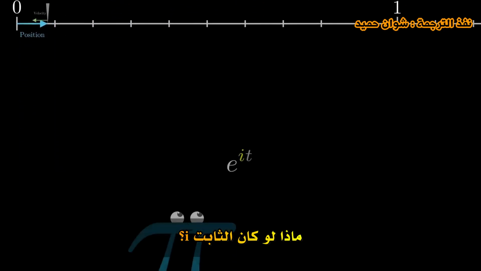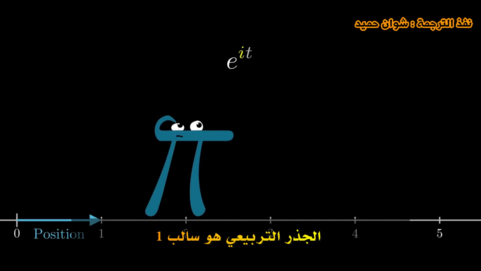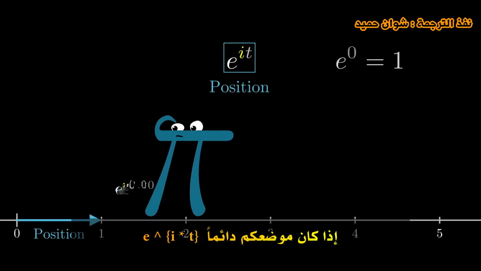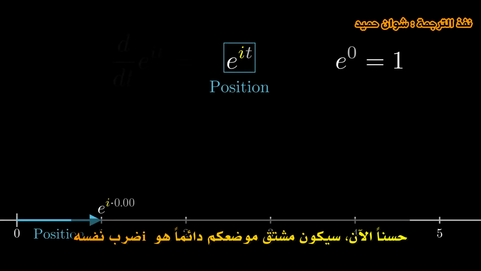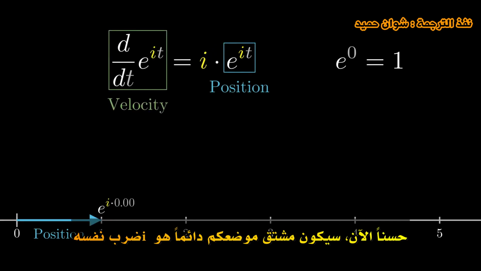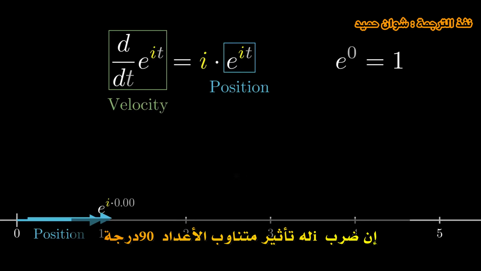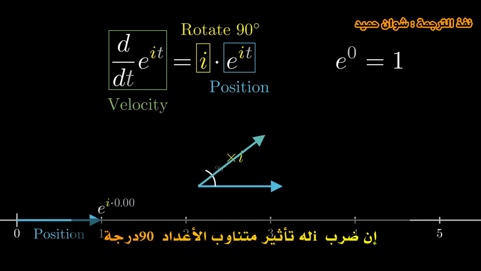But what about if that constant was i, the square root of negative 1? If your position was always e to the it, how would you move as the time t ticks forward? Well, now the derivative of your position will always be i times itself, and multiplying by i has the effect of rotating numbers 90 degrees.